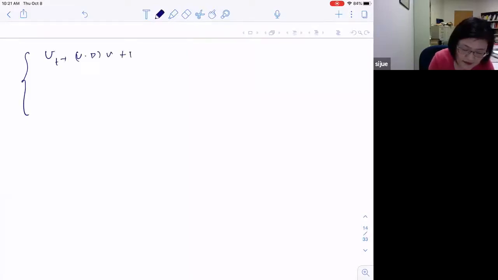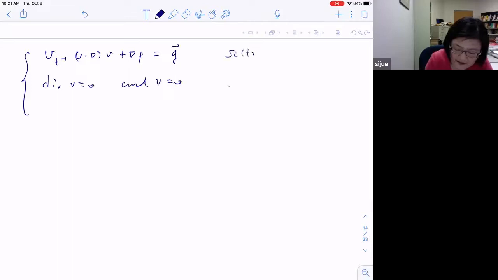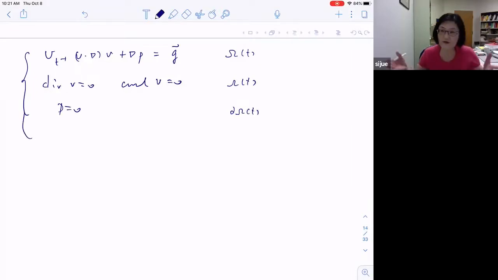So this is the Waterway problem, and it has gravity, okay? And divergence equals 0, curl equals 0, right? So this is the fluid domain, and we assume that the pressure equals 0 on the boundary of the fluid, and also the particles on the boundary of the fluid domain remain on the boundary. So we also have v is parallel to the boundary of omega. Okay. So very similar looking, right? You can see this is actually very similar looking to this one.